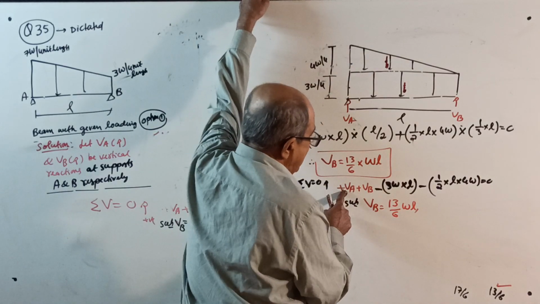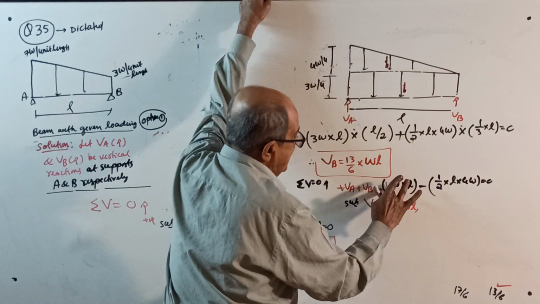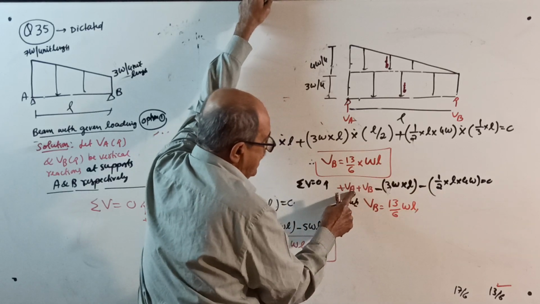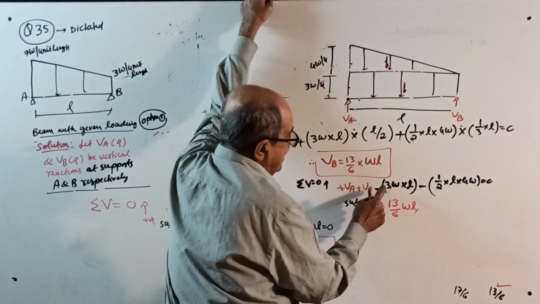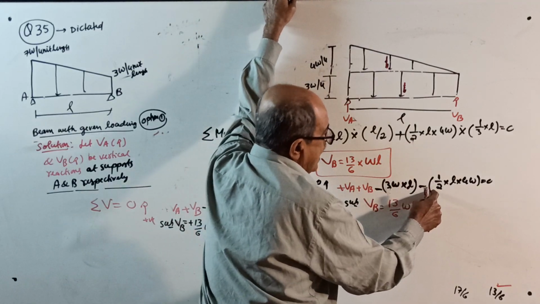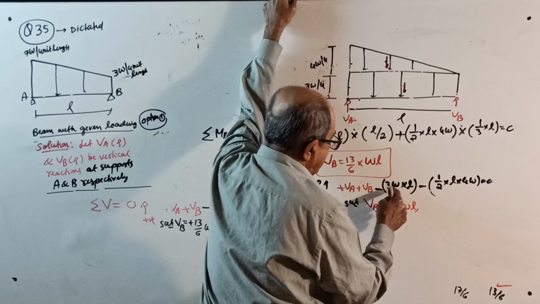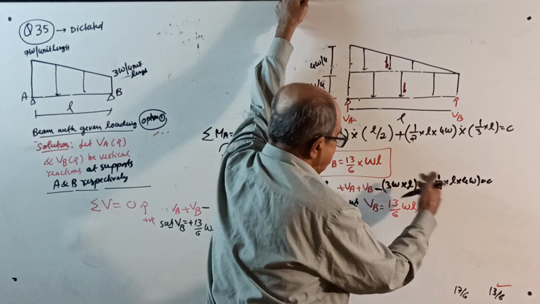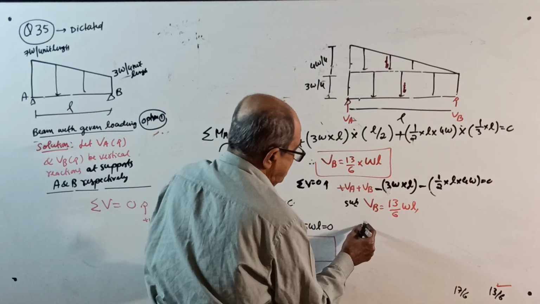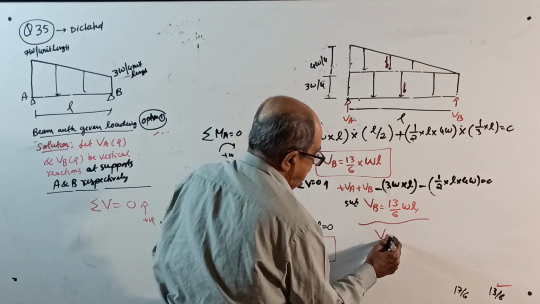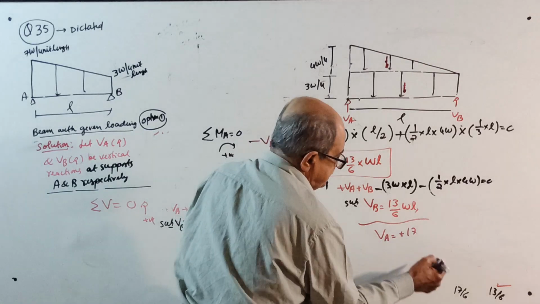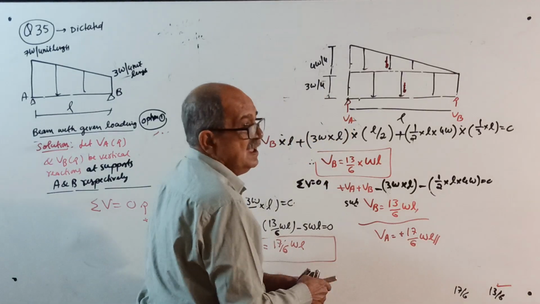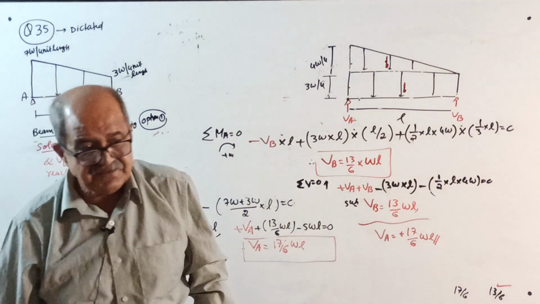See that VA plus 13 by 6 WL minus 3WL minus half into 4 into WL, it will come next, minus 17 by 6 WL. Take that to the other side, you will get, you show the calculation, VA will come plus 17 by 6 WL. Now, lastly, presentation of the answer.